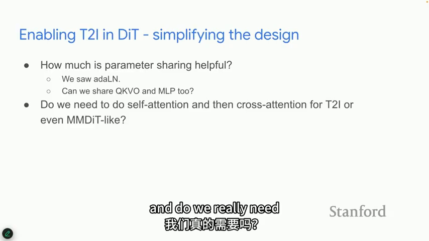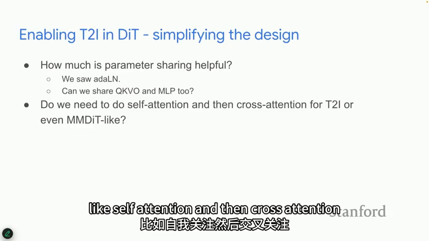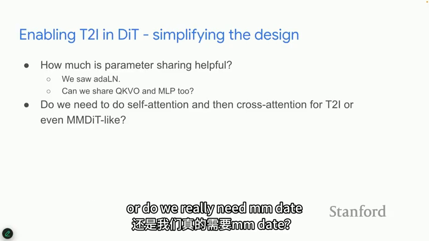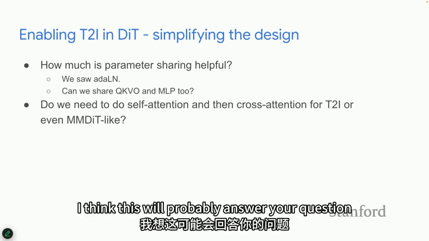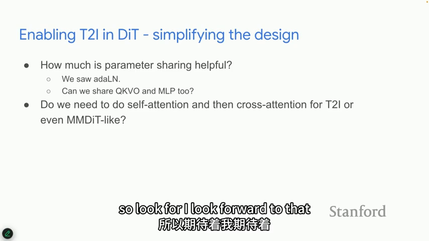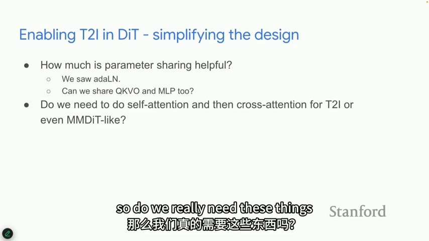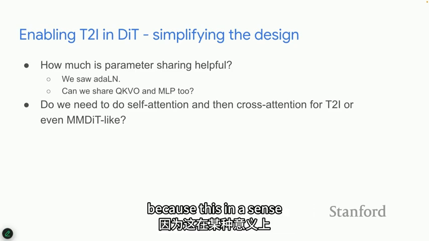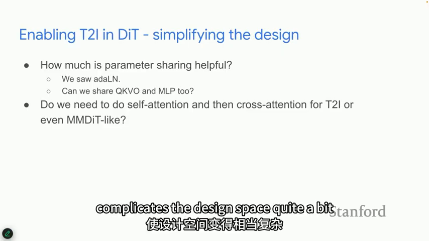And do we really need self-attention and then cross-attention, or do we really need MMDiT? I think this will probably answer your question. So I look forward to that. Do we really need these things? Because this in a sense complicates the design space quite a bit.